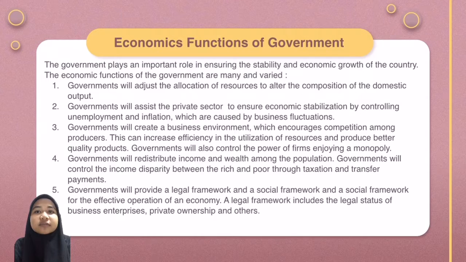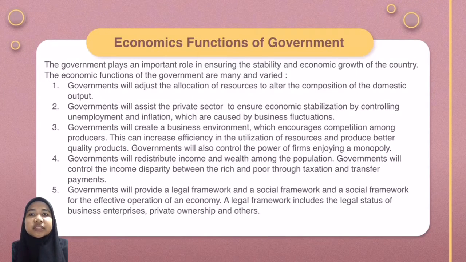First, government will adjust the allocation of resources to alter the composition of the domestic output. Second, government will assist the private sector to ensure economic stabilization by controlling unemployment and inflation, which are caused by business fluctuation.